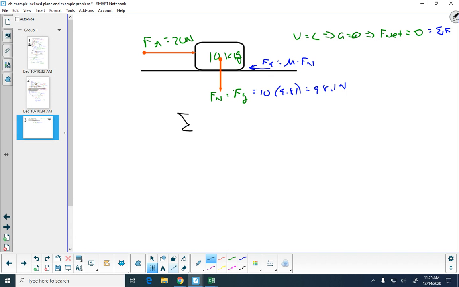Our sum of forces must add up to equal zero since we have a constant velocity. We have a force applied, which is 20 newtons, pushing it this way. We have plus our force of friction, which we're going to take this way, which is going to give us a negative quantity. Our force of friction is mu times force normal. So we have 0 is equal to 20 plus a negative mu times our force normal, which is 98.1 newtons.